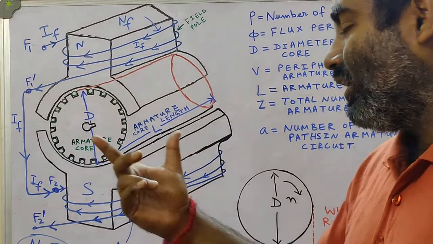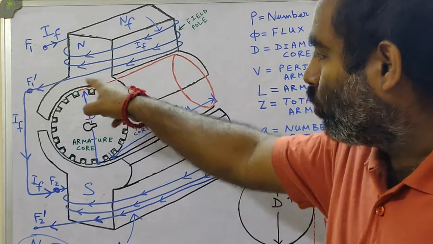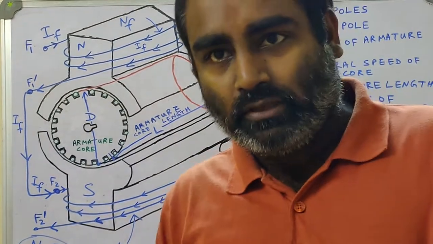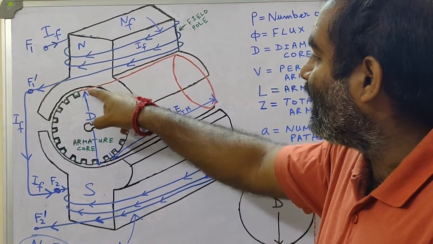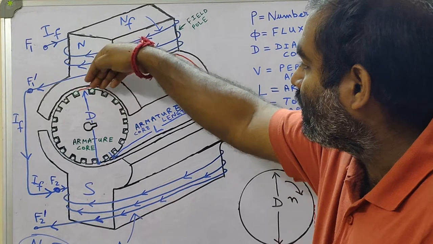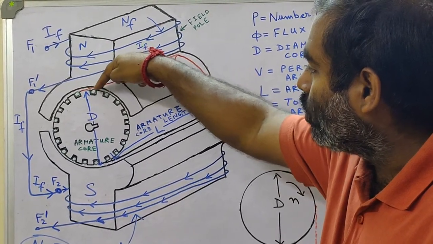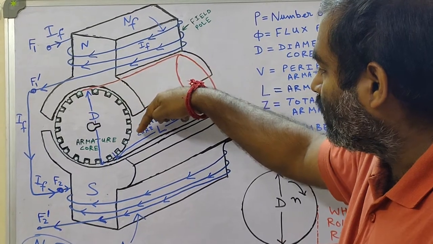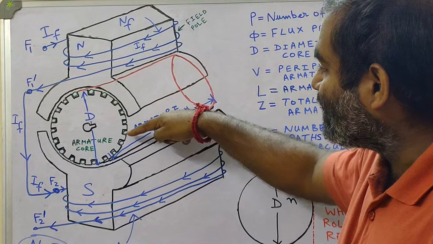Now if you imagine that there is an observer sitting on the surface of the armature core. So what do you imagine? There is an observer who is sitting on the surface of the armature core. So when the armature core is here, it will see more lines of flux leaving this place. So here flux density is more. But when this armature core portion moves to this position, the observer sitting over here will see that very few lines of flux are there.